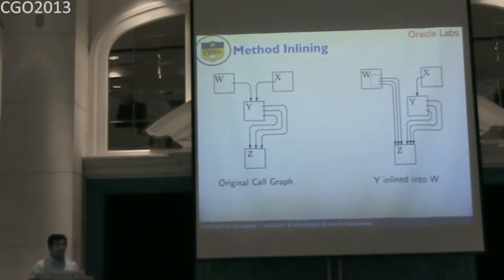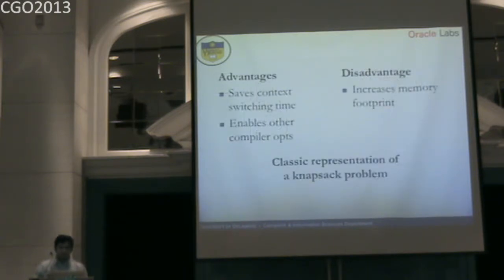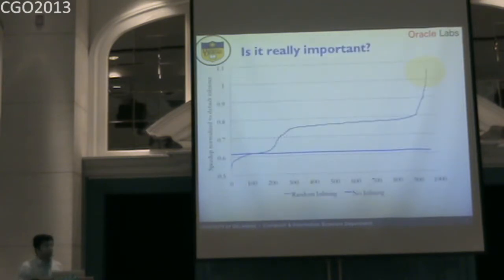So in its briefest, method inlining is basically trying to embed one method into the body of another method. As you can imagine, the obvious advantage is the fact that it saves context switching time. The other secondary advantage is that it enables other compiler optimizations because you've got bigger code to work with. A disadvantage is that it increases the memory footprint, and that could actually hamper the performance of the application. It's a classic knapsack problem, but is it really important?